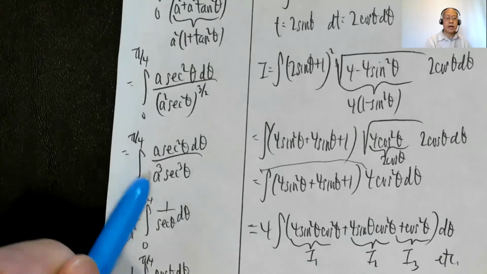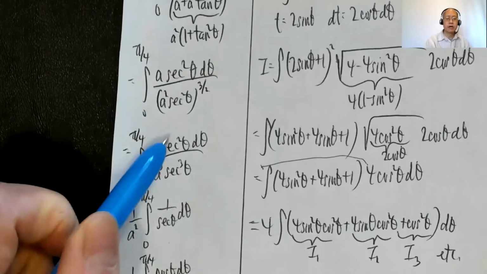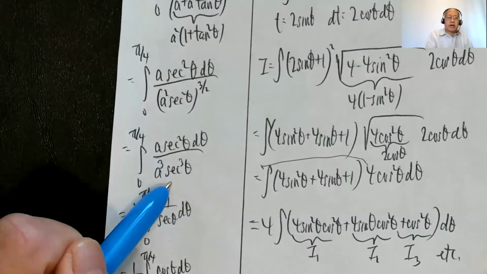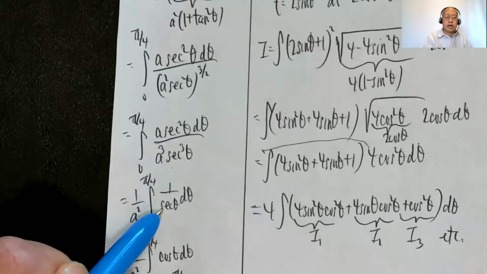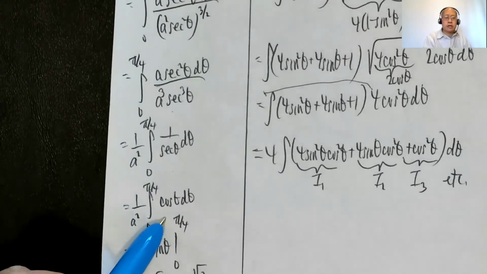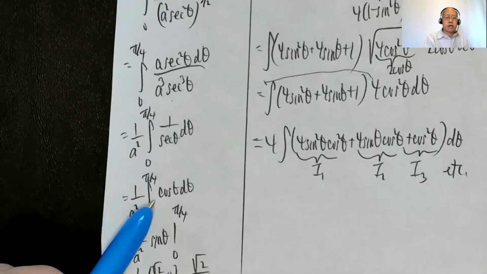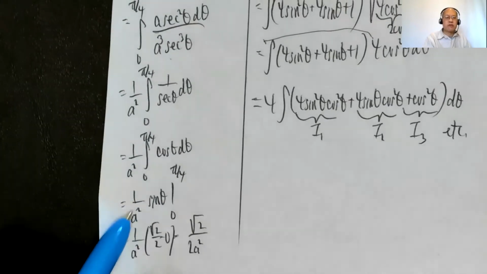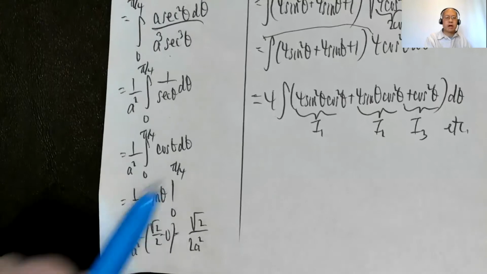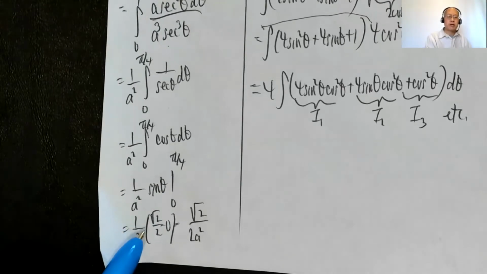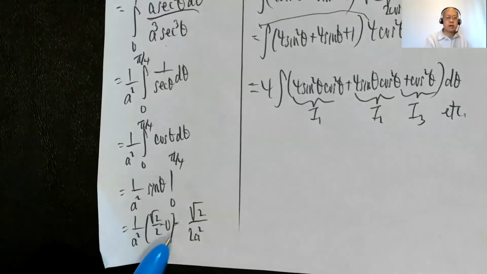Okay, take out the a over a cubed, this is 1 over a squared. You have secant squared divided by secant cubed, which is 1 over secant theta. Reciprocal of the secant is cosine of theta. So I just simply integrate cosine of theta, which is sine theta, 1 over a squared, sine theta from 0 to pi over 4. Plug in pi over 4, you get radical 2 over 2. Plug in 0, you get 0. So radical 2 over 2a squared.